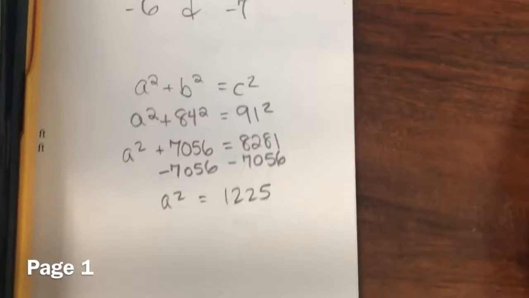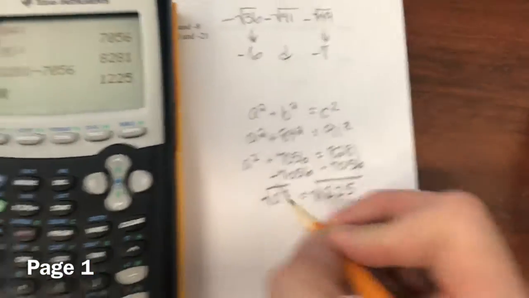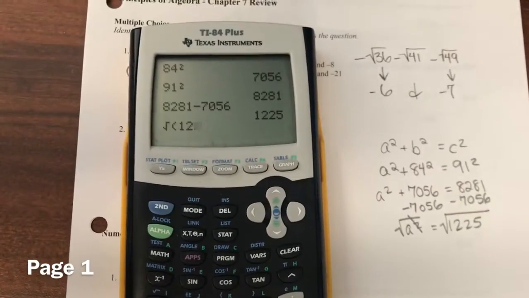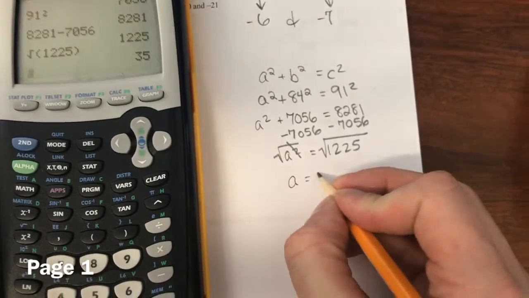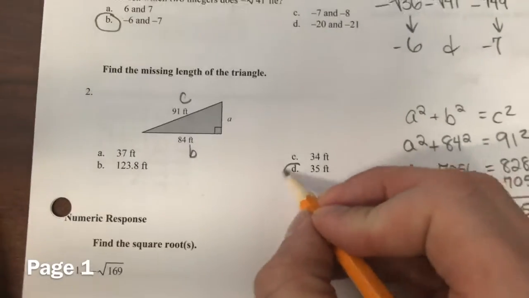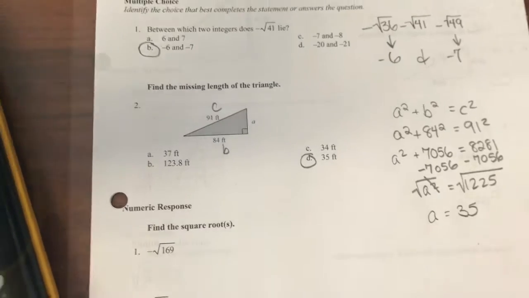a is still not all by itself, so the next thing to do is square root it. Square root of 1225. I have a feeling that's going to be a lovely number. Look at that. a equals 35. So 35 feet. All right, that does it for the multiple choice.